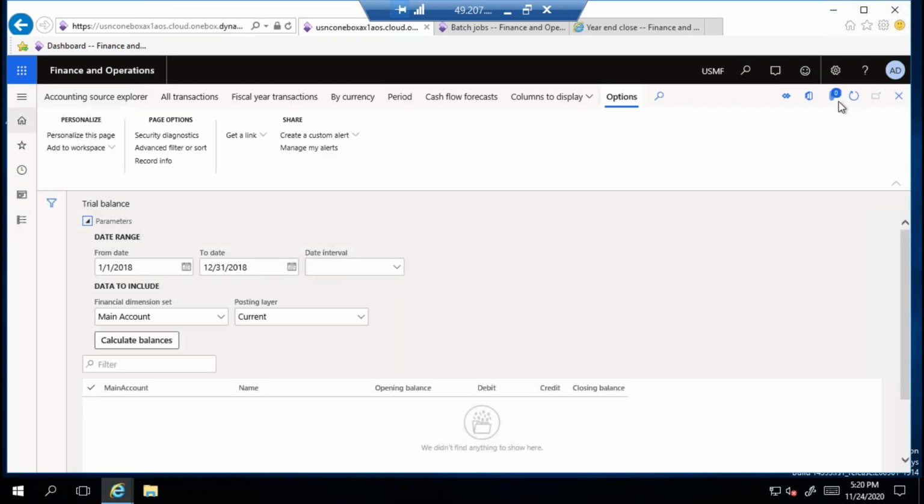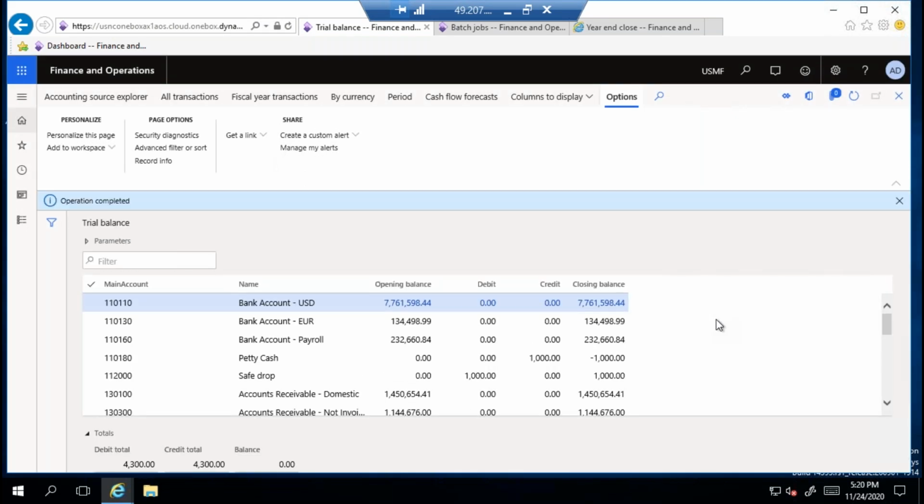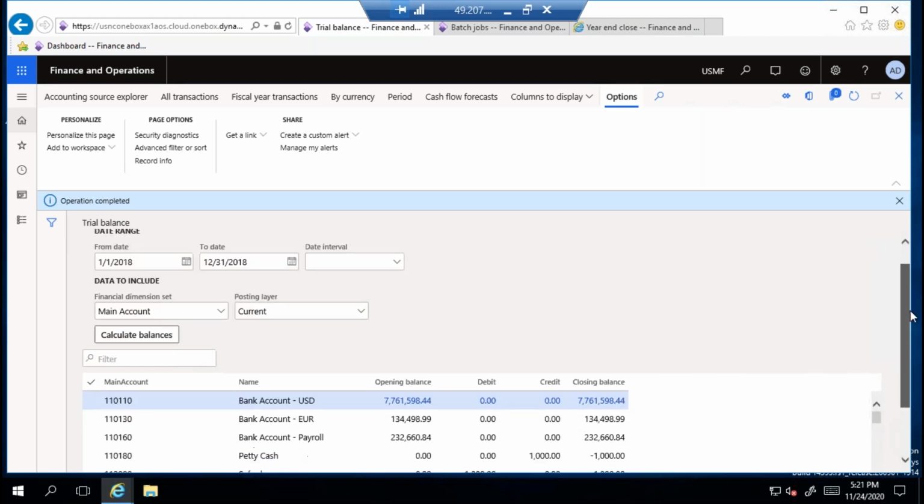99% it will not work, because I know in version 10.0.13 there is an issue. Let me try whether it is resolved in this version or not. Okay, fine. I think there is no issue in this one. For this version there is no issue.